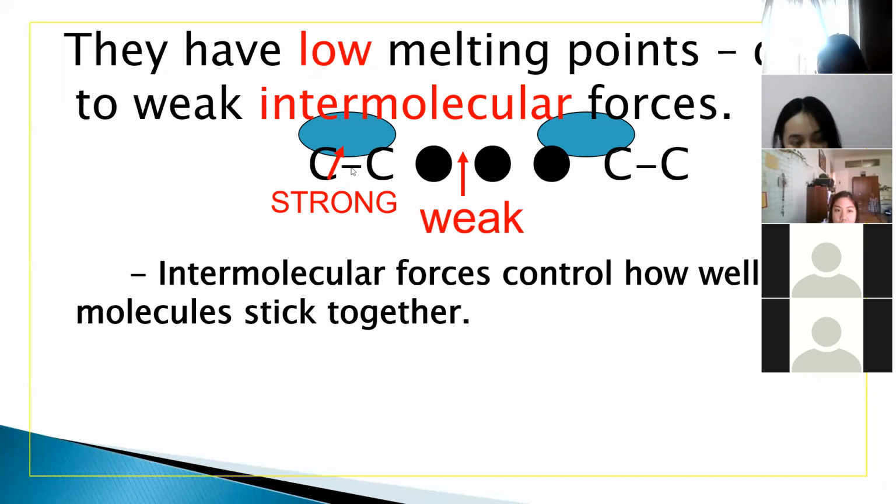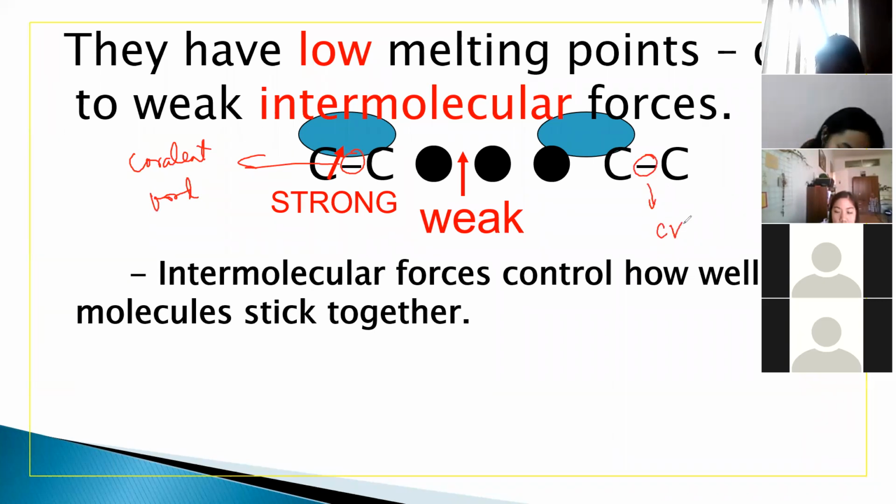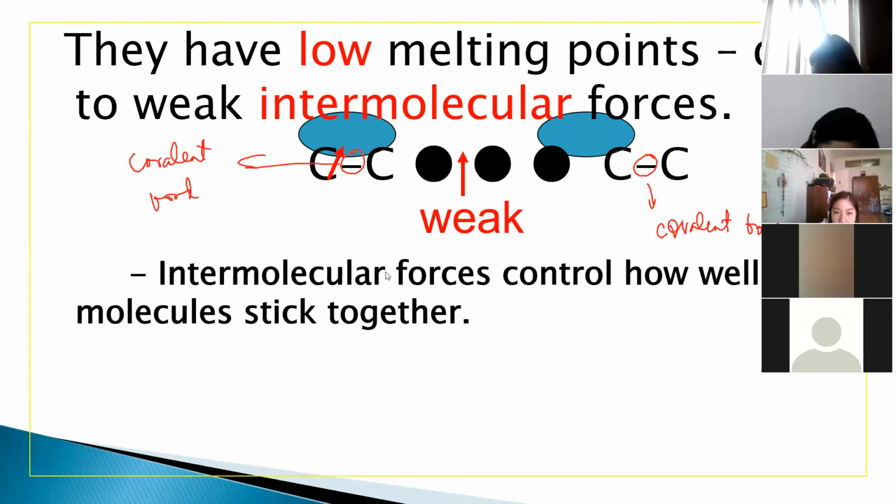So this bond here, as you can see, let me change the color of my pen. Okay. So you can see this one. This is what you call the covalent bond. It's between two non-metal atoms. This is also a covalent bond. This time they are strong.